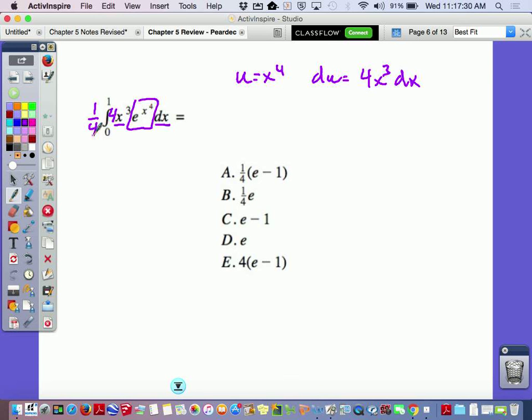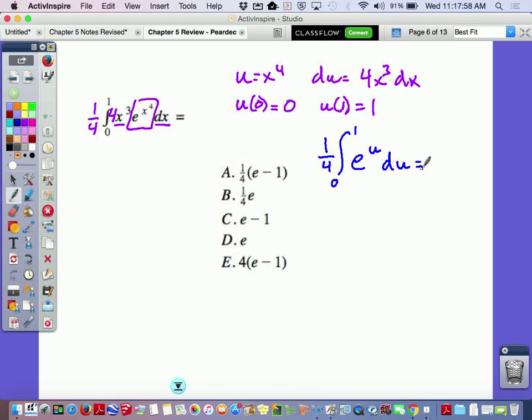Because we have endpoints, we also need to take our endpoints and make them in terms of u. So we're going to do u of 0, which just so happens to still be 0, and u of 1, which also happens to be 1. So they actually don't change in this case. Now we're ready to rewrite this in terms of u. So we're going to get 1/4 times the integral from 0 to 1 of e to the u du.